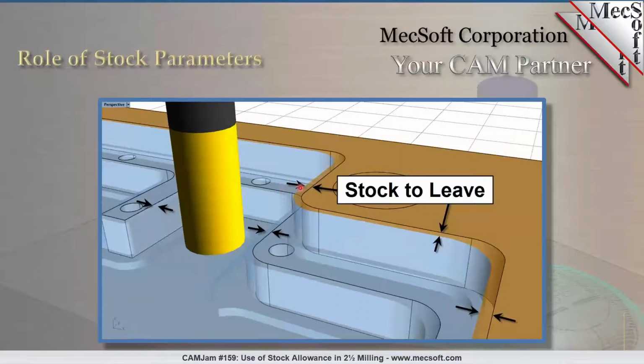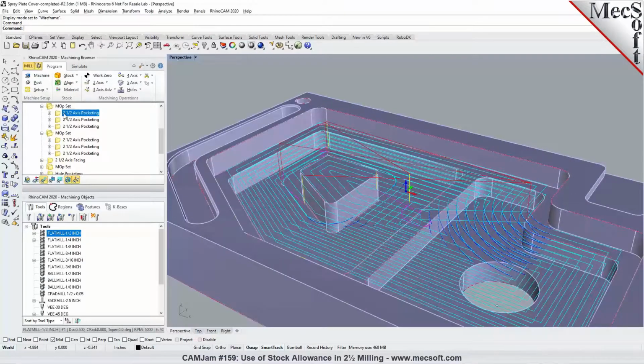The default parameters on pocketing or facing operations in any of our machining operation dialogs in 2-axis specify a stock to leave of about 25 thousandths if you're working in inch units, or 0.6 millimeters if you're working in metric units. So I'm going to go ahead and switch to RhinoCam, and we'll take a look at the stock parameters and how this affects our toolpath.